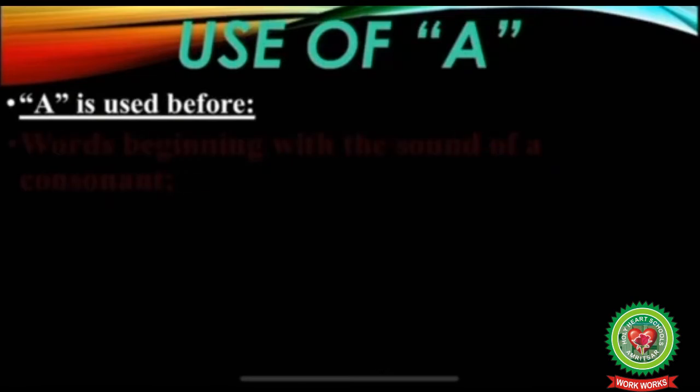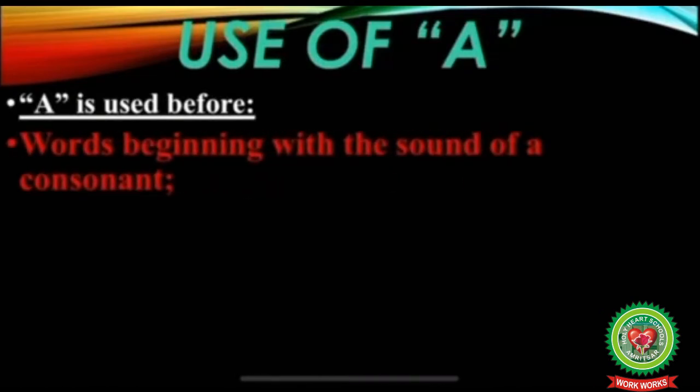Now see children, now we will be seeing where to use article a. Now a is used before the words beginning with the sound of a consonant. Children, see we have 26 alphabets. And out of these 26, we have vowels: A, E, I, O, U. We have 5 vowels. So we are left with 21 alphabets. So these 21 alphabets are consonants.